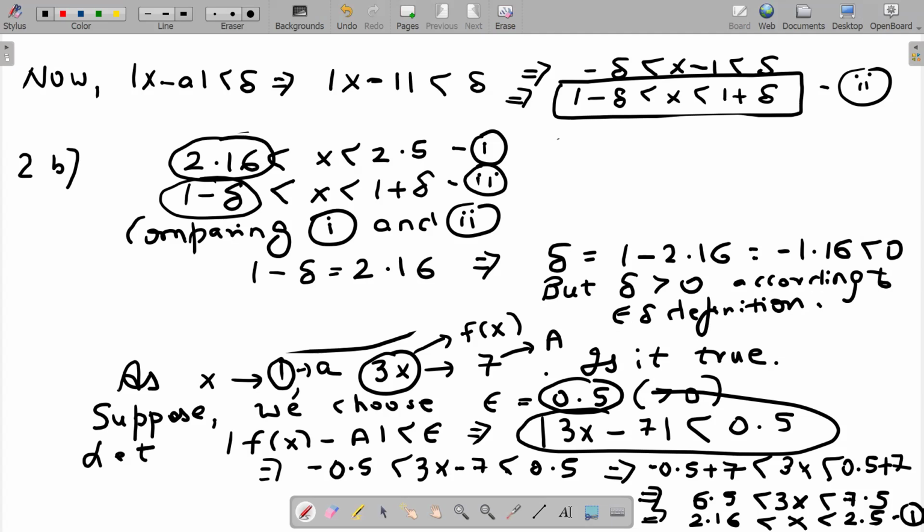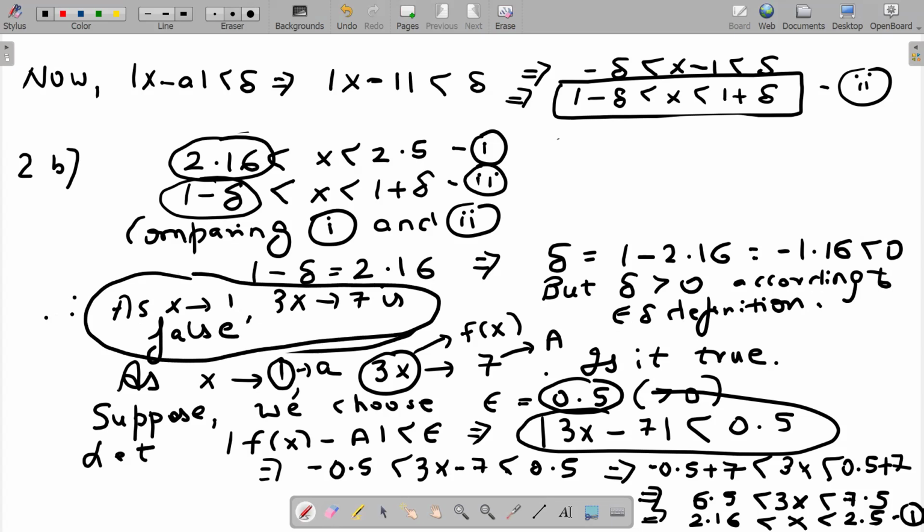So what do we learn? Therefore, the statement in the question that as x tends to 1, 3x tends to 7 is false. It's not true.